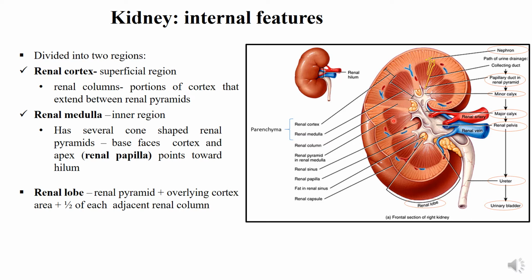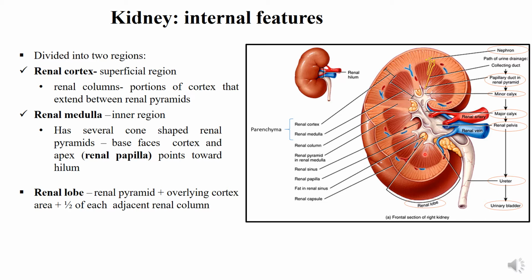If we look into the structure here, we will find that there are some representations of the cortex in the medulla, which are the areas between these pyramids, and this is called the renal column. Renal columns are the portion of the cortex that extends between the renal pyramids.